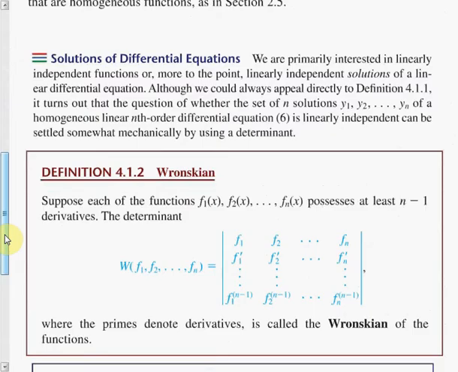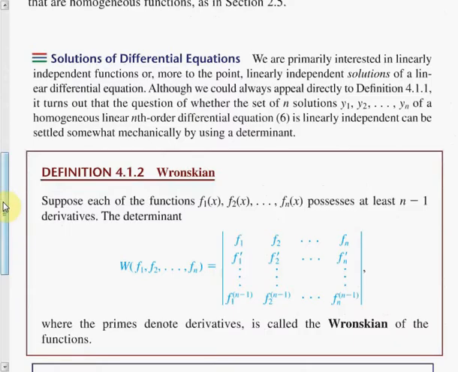Your quest here will be, if you're given functions, can you determine that these functions are linearly dependent or linearly independent? Well, there's a few ways that we can do that. One quick, straightforward method is called the Wronskian. I want to determine whether or not the functions are linearly independent or linearly dependent.